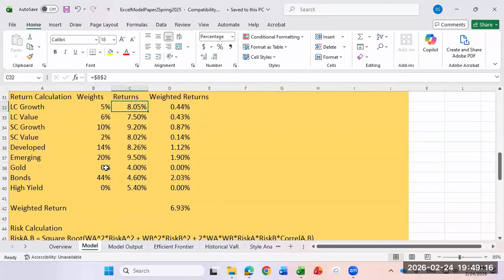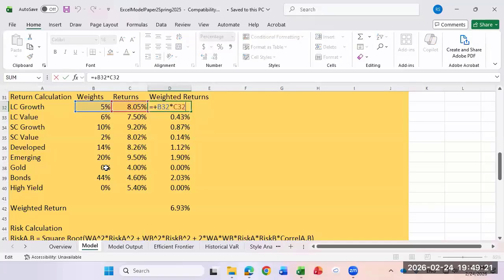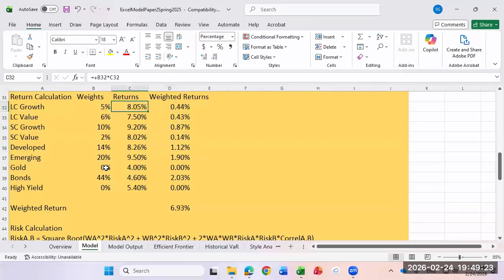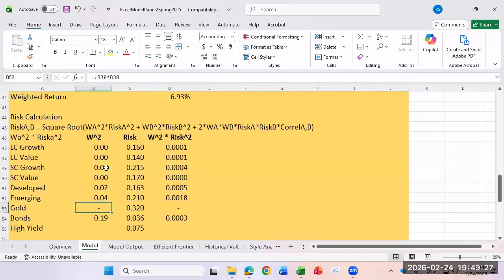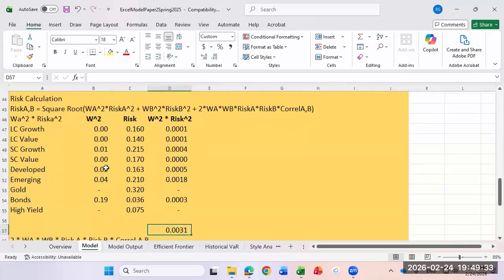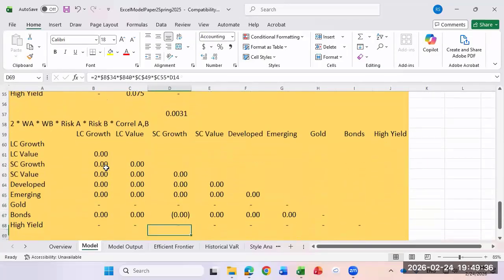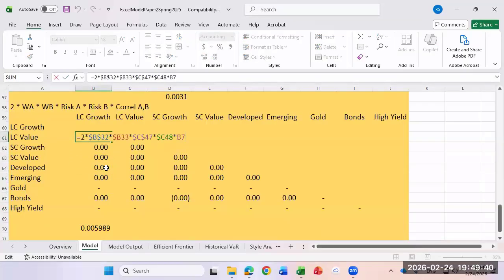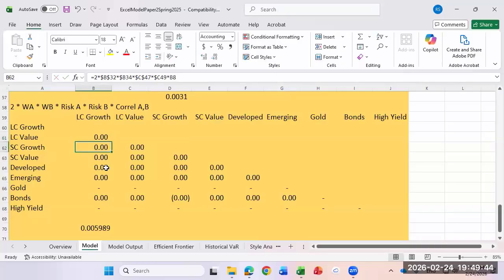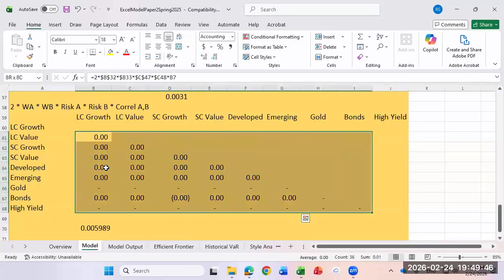I take the weights. So there's the expected return. I just take the weights times the return. That's pretty straightforward. For the risk calculation, I take the weight squared, the risk squared, and multiply those two together. That's the first part of the equation. And then down here, I've got to do the 2 times weight times risk times correlation for each one of those. So again, you're seeing that triangle, right?